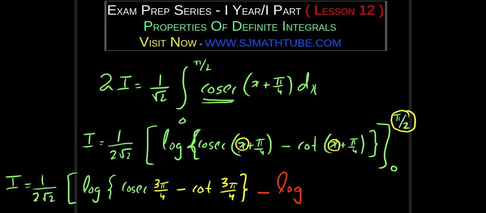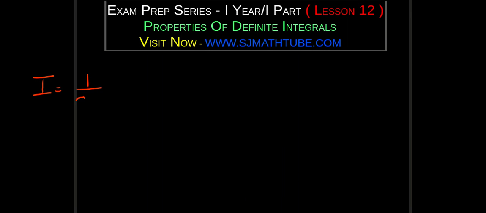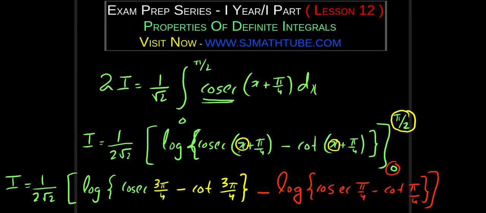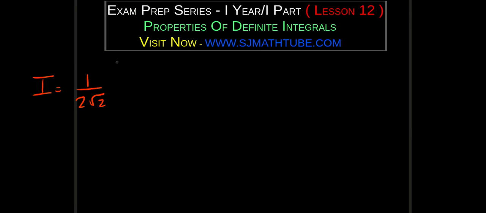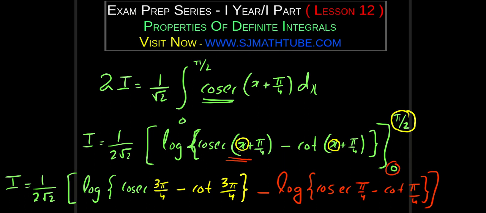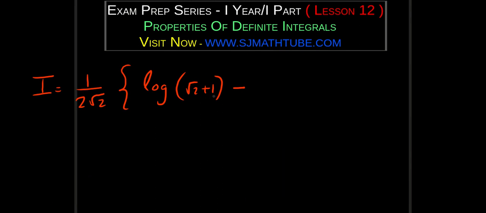minus lower limit. Now I'm going to plug in this 0 over here. So I will get log cosec 0 plus pi by 4 minus cot 0 plus pi by 4. I will be 1 by 2 root 2. I'm sure you are smart enough to find these things. So eventually you're supposed to get log of root 2 plus 1. You can use any method you like. If you want, you can apply the formula 90 plus theta or use a calculator and do this directly. Anyhow, this will be the final answer.